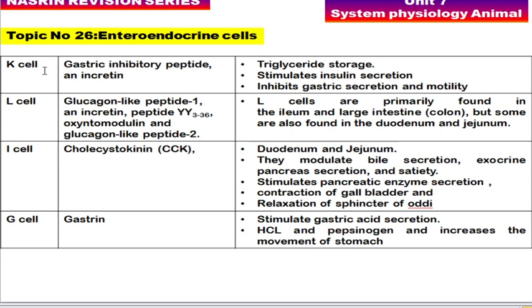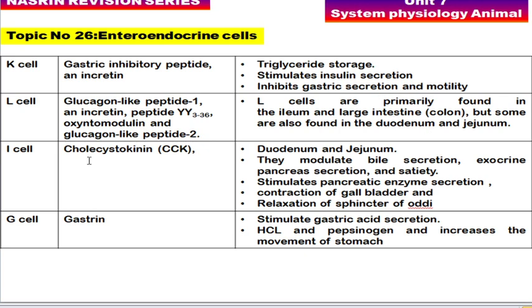First is the K cell, which will be secreting gastric inhibitory peptide, called an incretin, and the function of this incretin is triglyceride storage, and it will stimulate insulin secretion, and this incretin will inhibit gastric acid secretion and motility. Next, the L cell will secrete different compounds. First, it will be secreting glucagon-like peptide 1, an incretin compound, and peptide YY 3-36. Next, oxyntomodulin, next glucagon-like peptide 2. These L cells are primarily found in the ileum and large intestine, but some are also found in the duodenum and jejunum.